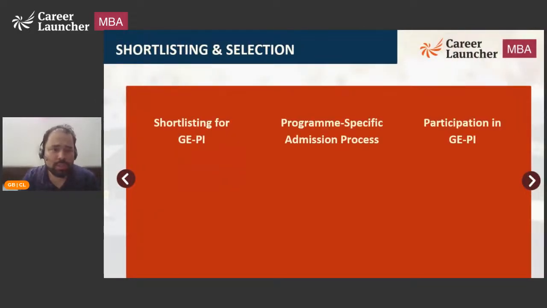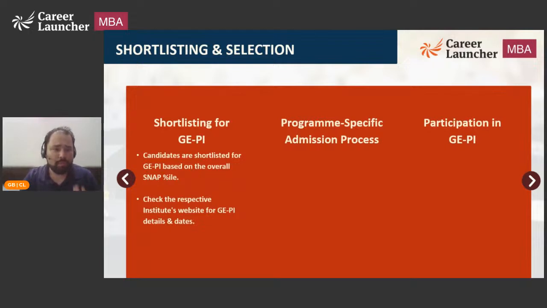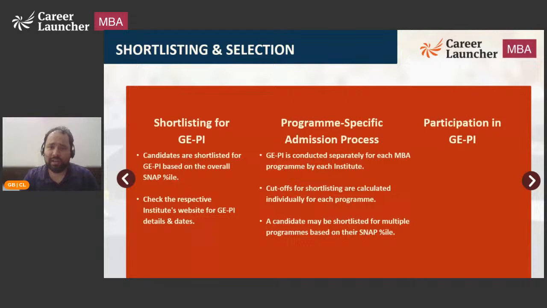There are 3 parts to it. Shortlisting for GEPI kya hoga? Candidates will be shortlisted basis SNAP percentile, like I stated. This will be available on the institute website. For specific programs, GEPI will be conducted, and this is what I was saying: the GEPI will be conducted separately for each MBA program for each institute. Please keep that in mind.